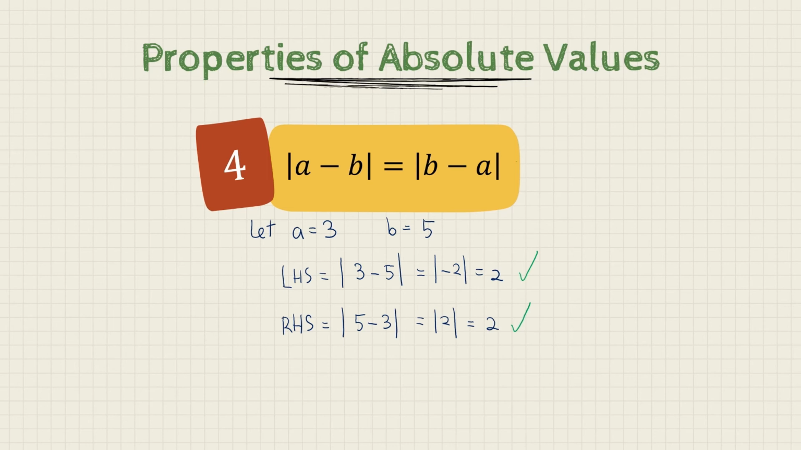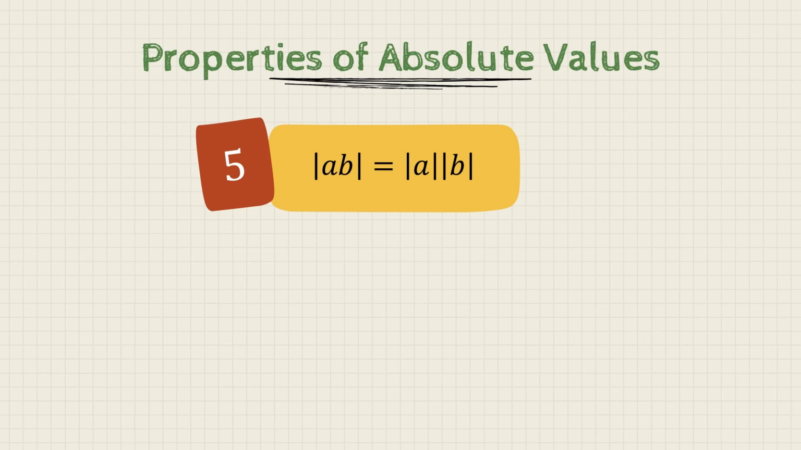Okay. And now the fifth property will be, kita let lagi lah. Okay, bila masukkan nombor ni baru kita nampak contoh dia kan. So let A be 5 now and B will be 10. Okay, kita ambil nombor besar sikit. So for the left hand side, the modulus of 5 multiplied by 10. What do we have here? 50. Okay, the modulus of 50. So modulus of 50 will be 50 lah.